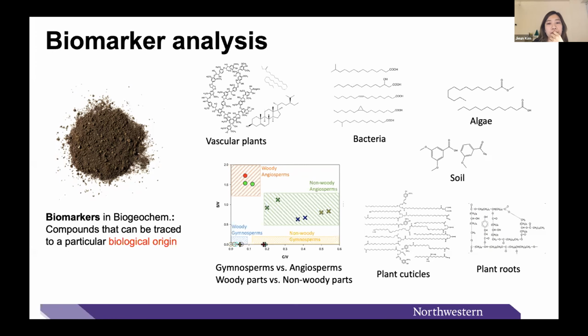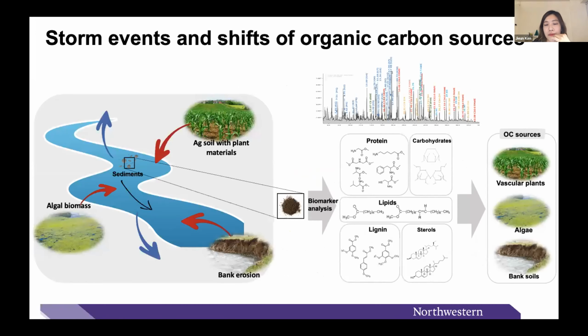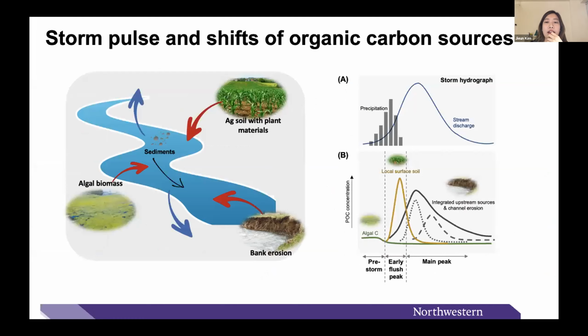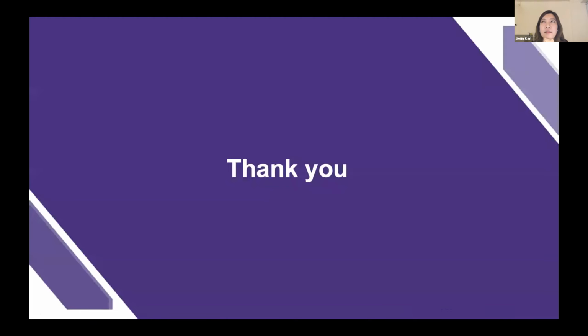So far, using this biomarker analysis and also other types of analysis, we have identified various sources in our study site and also their different timing of mobilization during storm events. And we're still looking into other storms to figure out what other environmental parameters might affect the different source mobilization during storm events.